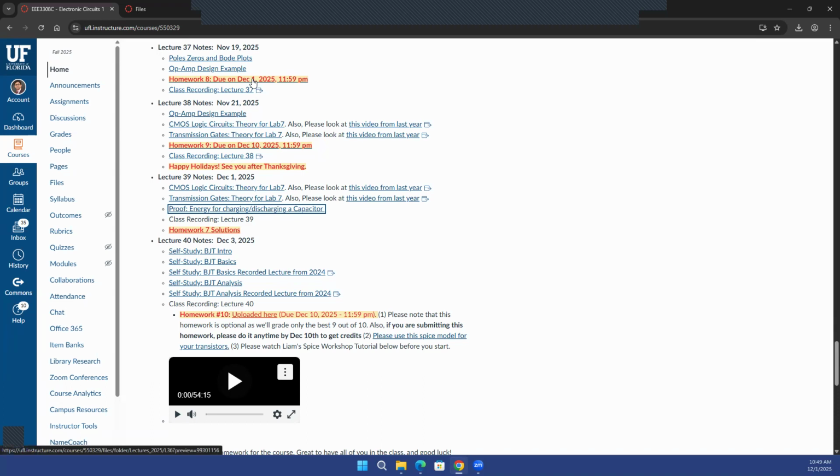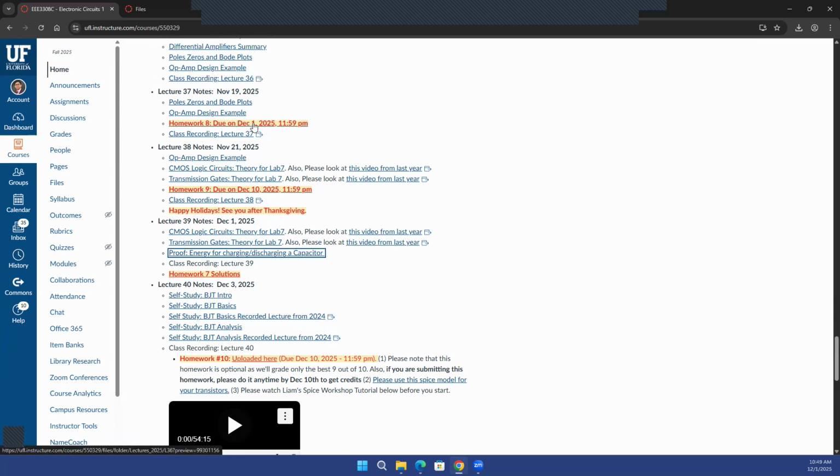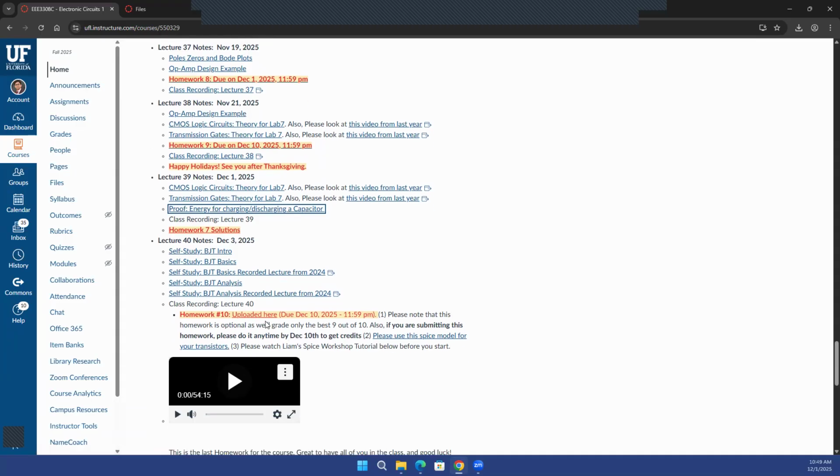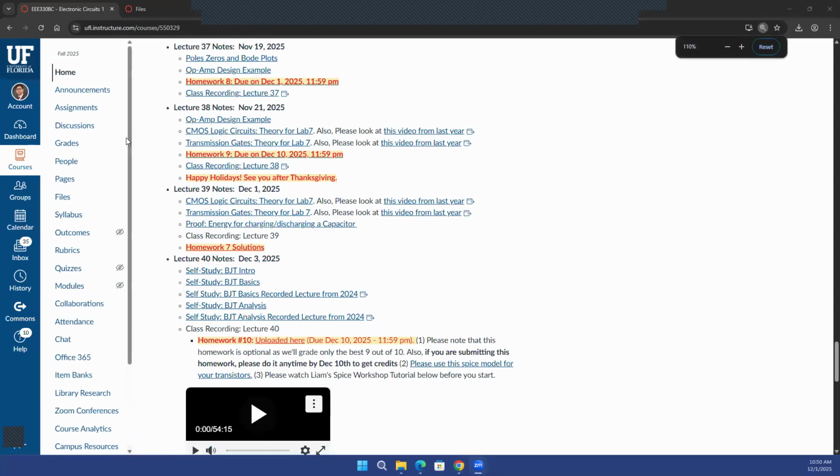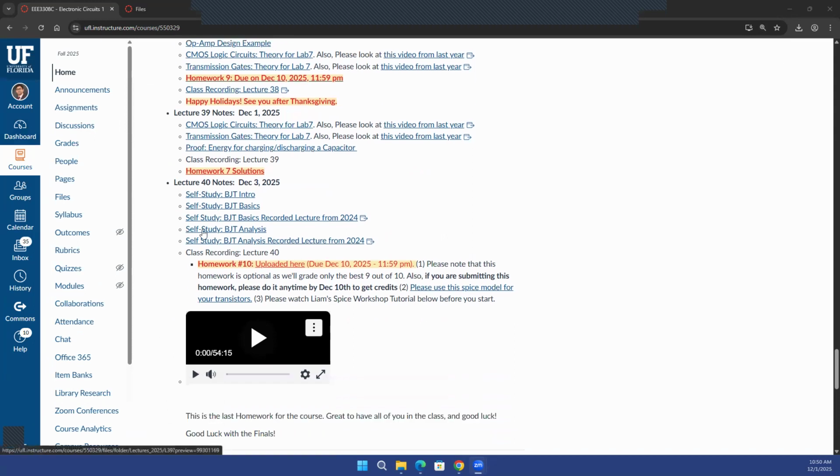Homework 8, that's the op-amp design, that's due today. Homework 9, which will be based on digital circuits, that will be due on the day of the exam, December 10th. There is also an optional homework 10 that is uploaded over here. That's basically the SPICE simulation of your homework 8. So you designed an op-amp in homework 8. In homework 10, you're going to do the SPICE simulation for that. And the SPICE model for it is also uploaded over here in Canvas. It's also uploaded in the assignment page as well.